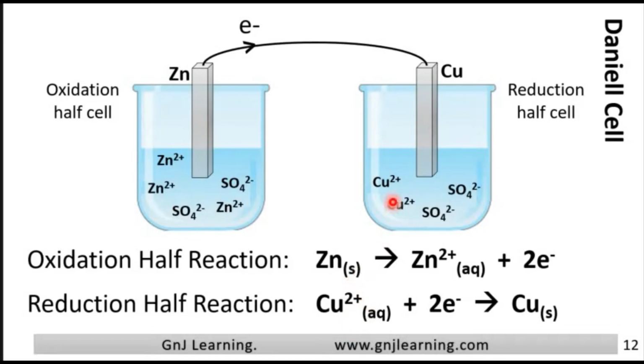Cu2+ in the solution will accept those electrons and will get deposited on the copper electrode. So Cu2+ accepts those 2 electrons and gets deposited as Cu. So you can see that Cu2+ will disappear from here. As a result, 2 positive charges were gone from this solution, and hence the solution becomes negative. Here the solution is positive and here the solution is negative.